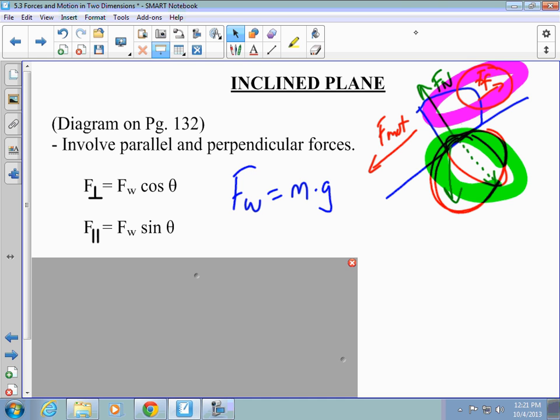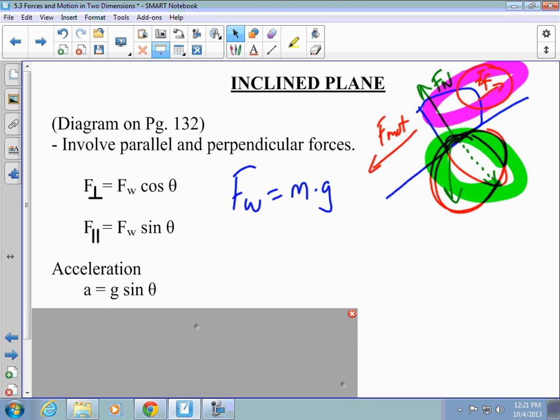So we have the perpendicular force is equal to the force of weight times the cosine of theta. The parallel force is equal to the force of weight times the sine of theta. And then when we solve for acceleration, it is g times the sine of theta. So those are our last three equations in chapter 5. Let's look at an example of how we would use these.